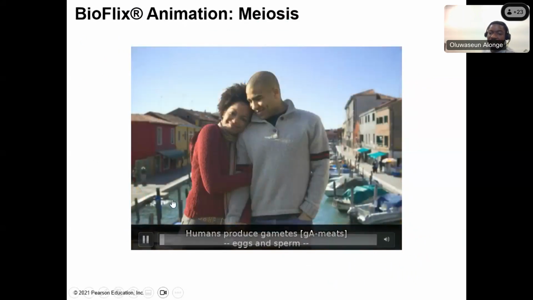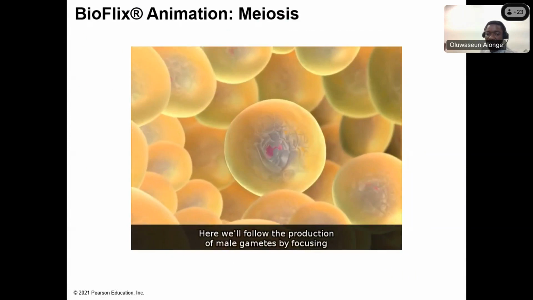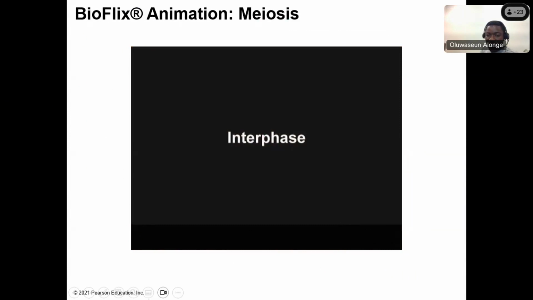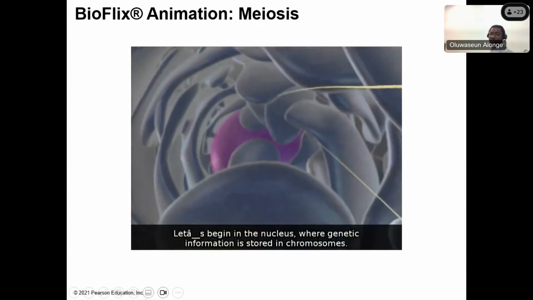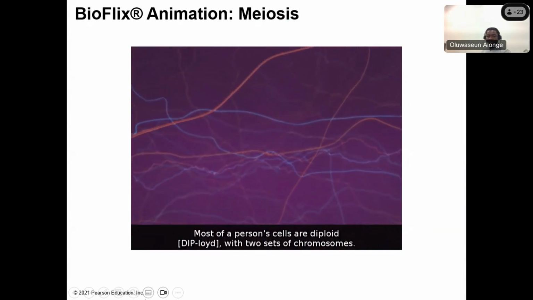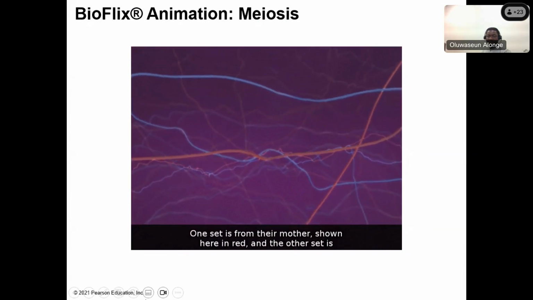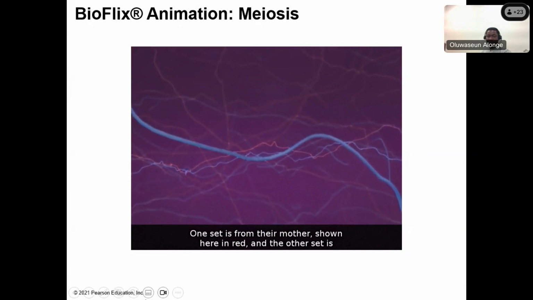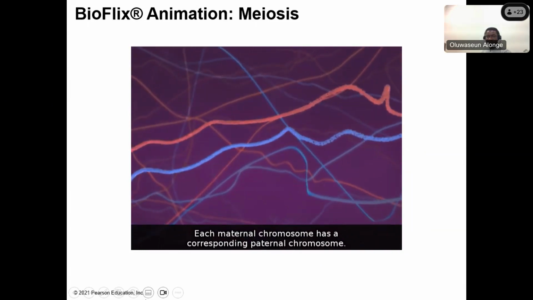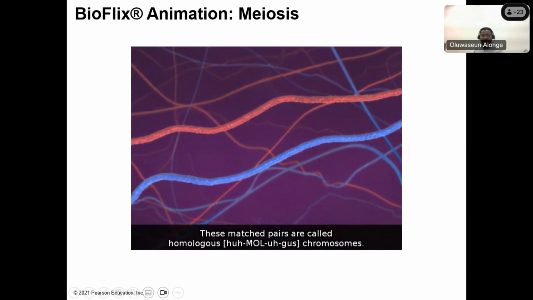Let you see this. Eggs and sperm. Process of meiosis. Here, by focusing on this cell as it goes through meiosis. Let's begin in the nucleus, where genetic information is stored. Most of a person's cells are diploid, two sets of chromosomes. One set is from their mother, shown here in red. The other set is from their father, shown in blue. Each maternal chromosome has a corresponding paternal chromosome. These matching pairs are called homologous chromosomes.